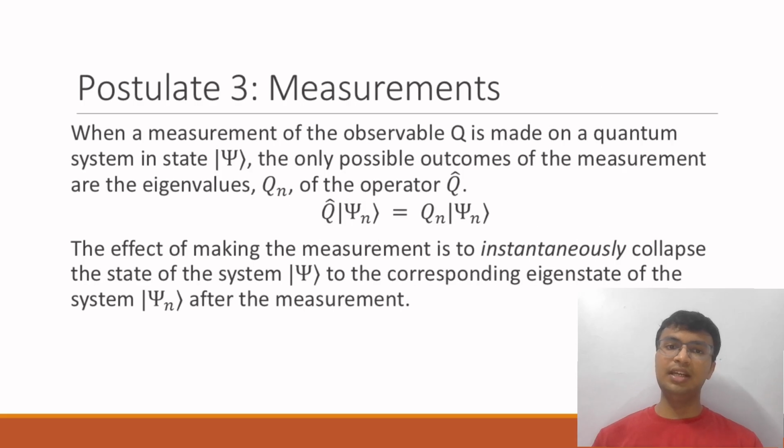The third postulate tells us that whenever a measurement on the observable q is made on the quantum system in state psi, the only possible outcomes of the measurement are the eigenvalues of the operator q. Further, the effect of making the measurement is to instantaneously collapse the state of the system from its initial state psi to the corresponding eigenstate psi n after the measurement.